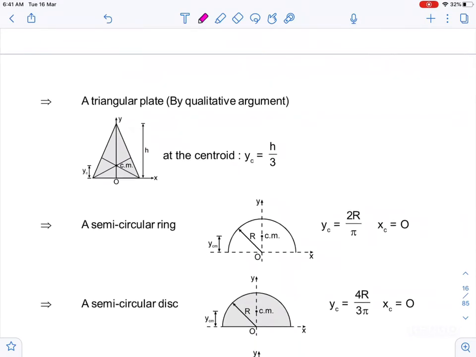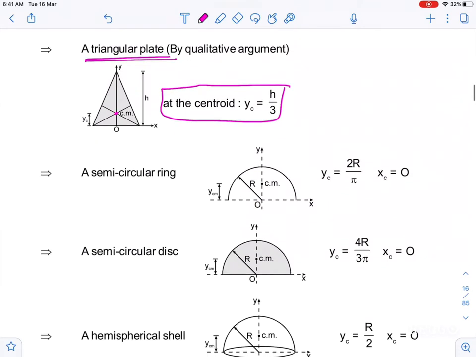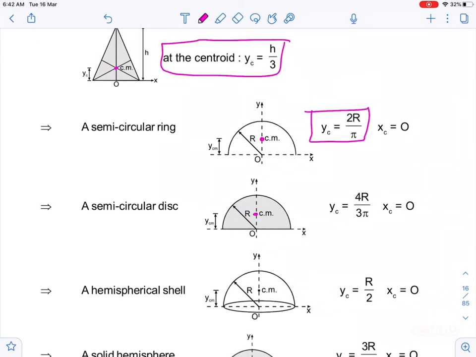Now this concept is very important, that is the triangular plate. Center of mass will be at h by 3. For a triangular plate, this is h by 3, that is the centroid also, you can say. Now a semicircular ring, this formula many students have some confusion about, so I am just taking it. Semicircular ring is 2r by pi. This is 2r by pi, guys, and this is nothing but 4r by 3 pi. This is the disk.